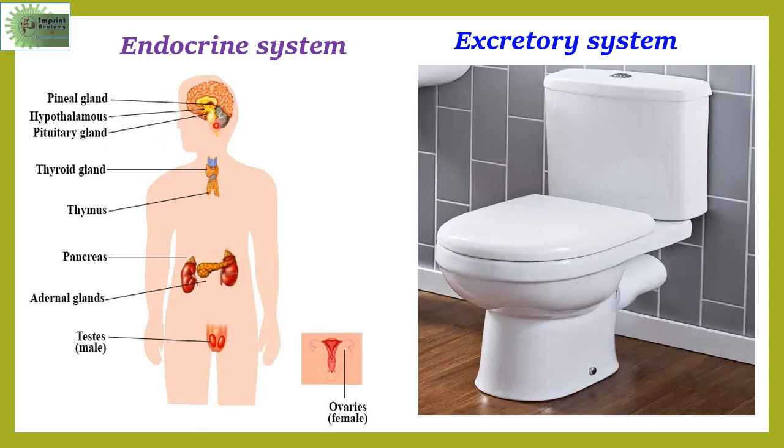So, endocrine system, you can see these are the glands, that is the pineal gland, hypothalamus, pituitary gland, thyroid gland, thymus, pancreas, adrenal gland and the testes. These are the endocrine glands. In the male or in the female there is an ovary, which is the main difference. Otherwise all glands are the same in the human except this genital organ. Excretory system, that means excretion of the waste products.